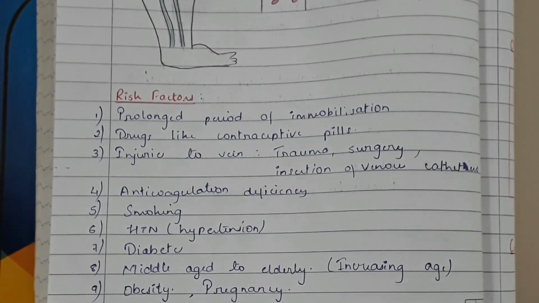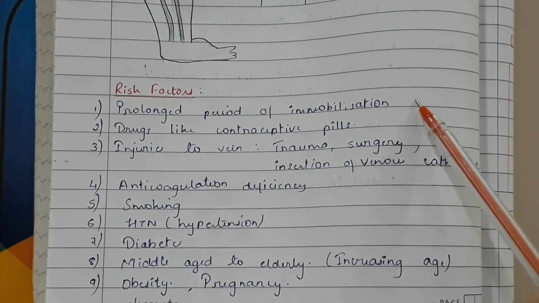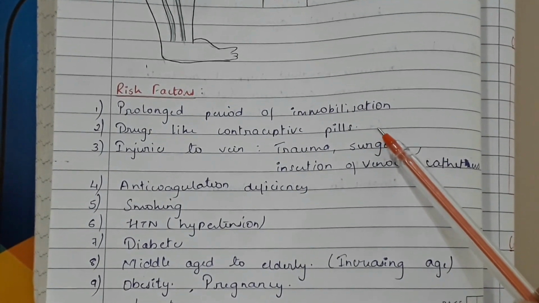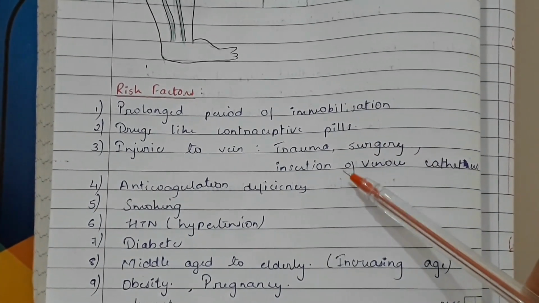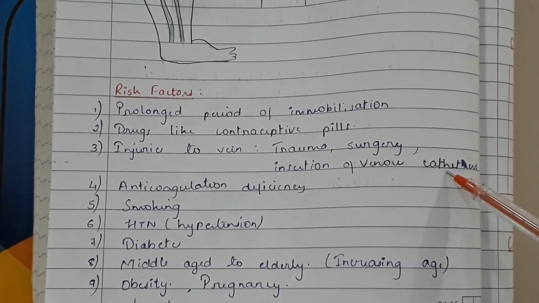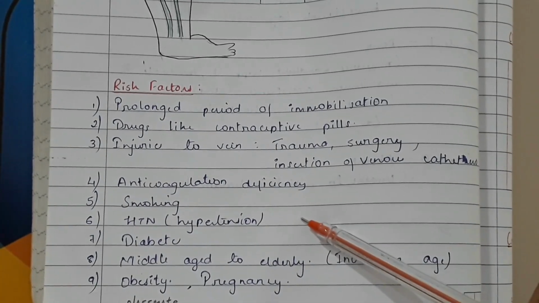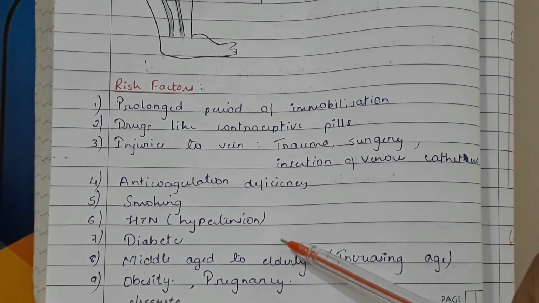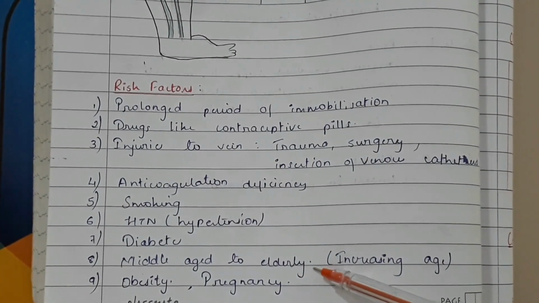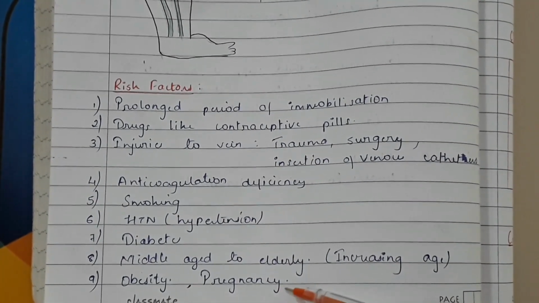Now let's move forward. Risk factors of DVT. In case of prolonged period of immobilization, for example in bedridden patients, drugs like contraceptive pills, injuries to the veins during a trauma, surgery or during insertion of venous catheters, anticoagulation deficiency, smoking, hypertension which is increased blood pressure, diabetes mellitus, middle age to the elderly people are more prone to DVT, that is seen in increasing age, obesity and in case of pregnancy.